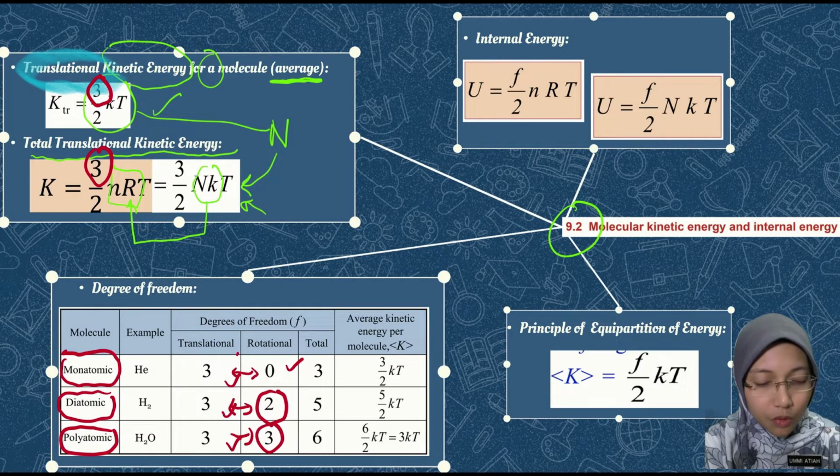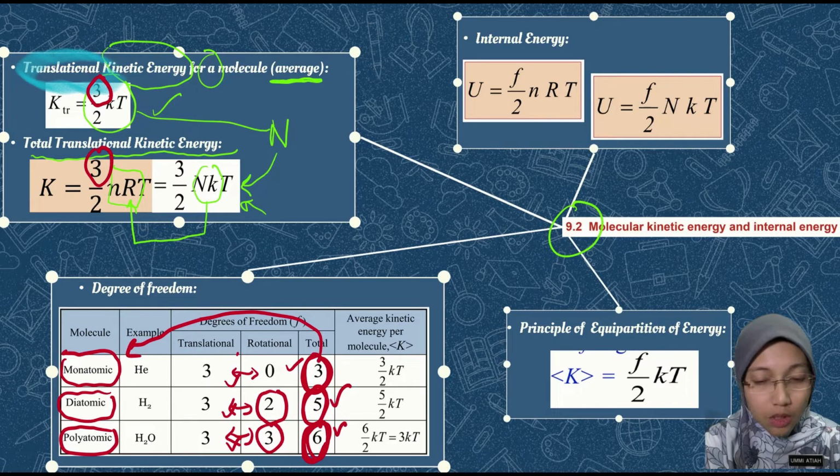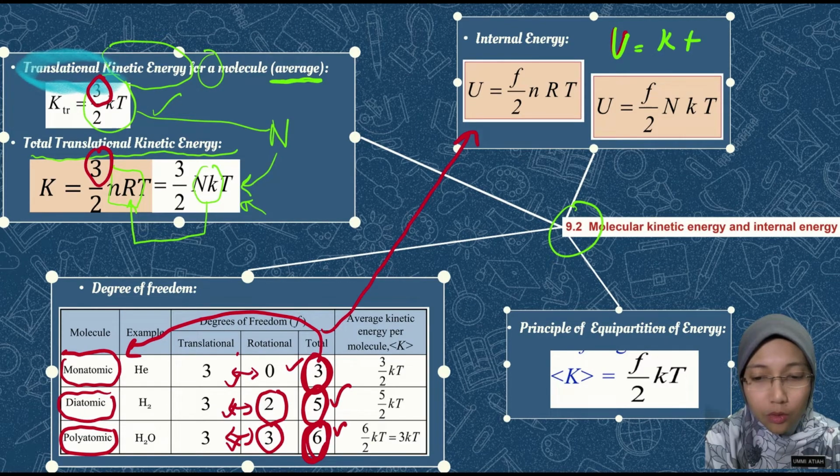We total up the two numbers of degrees of freedom. Hence, we'll have 3 for monoatomic gas, 5 for diatomic, and 6 for polyatomic. This is the number of degrees of freedom which we will use when we find the internal energy. Internal energy is basically the summation of kinetic energy and intermolecular potential energy, but the potential energy is ignored because the intermolecular forces between the gas molecules are negligible.